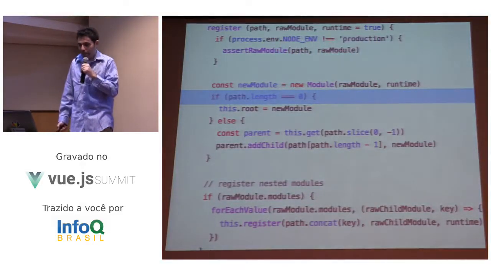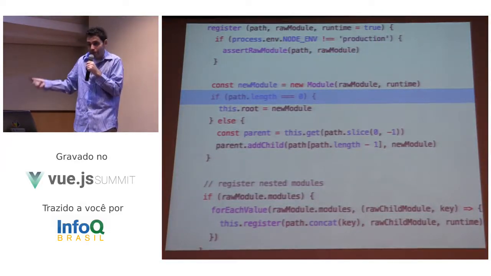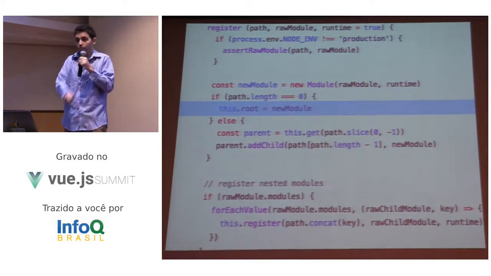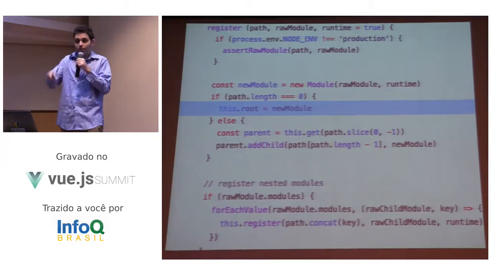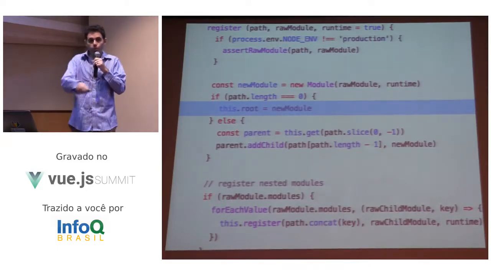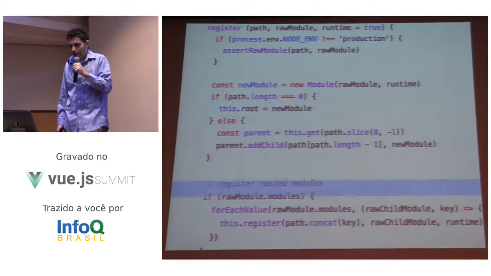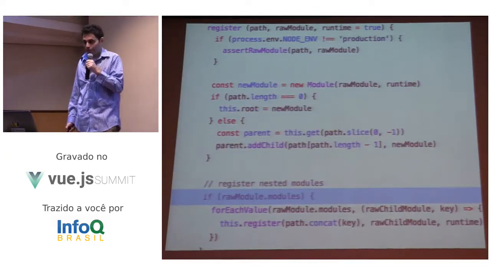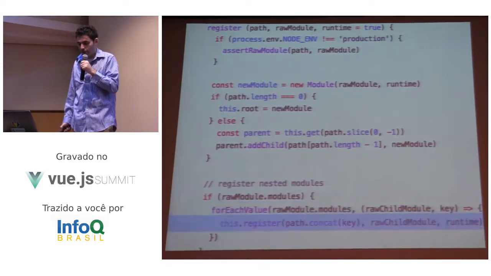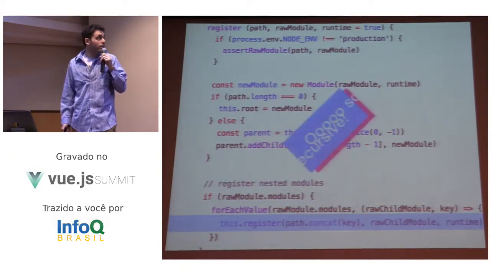And then it says if the path length is 0, because you don't have any modules yet, it's going to say, this is the root module. So the object that you pass into Vuex becomes a module. It becomes your root module. And then it loops through any other modules that you have placed in it. So it's kind of like a recursive function. It's so recursive.